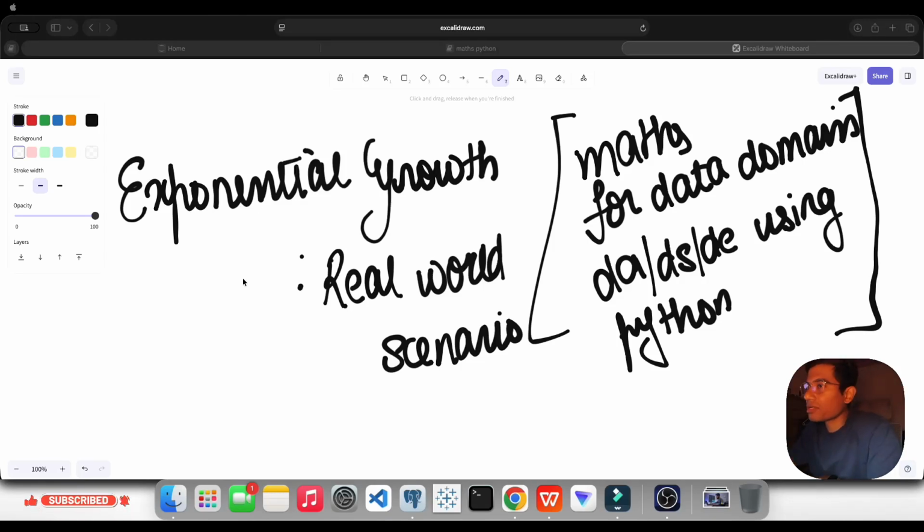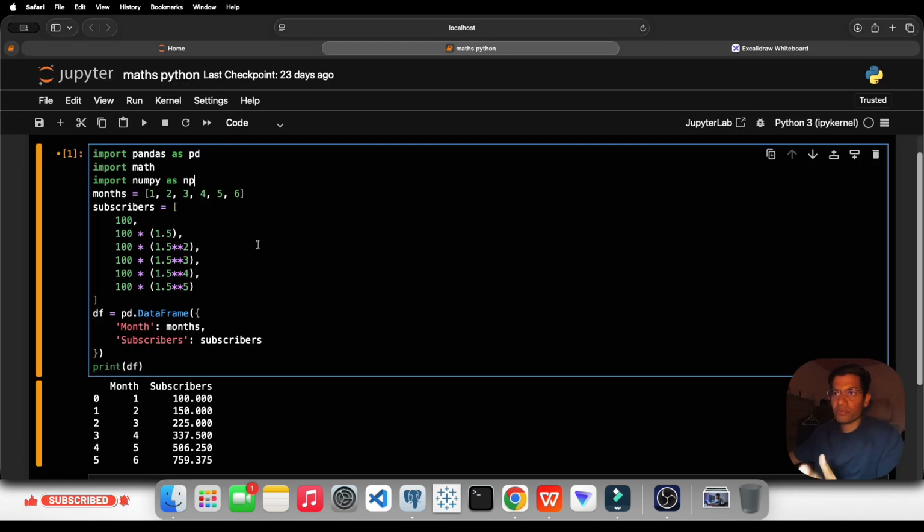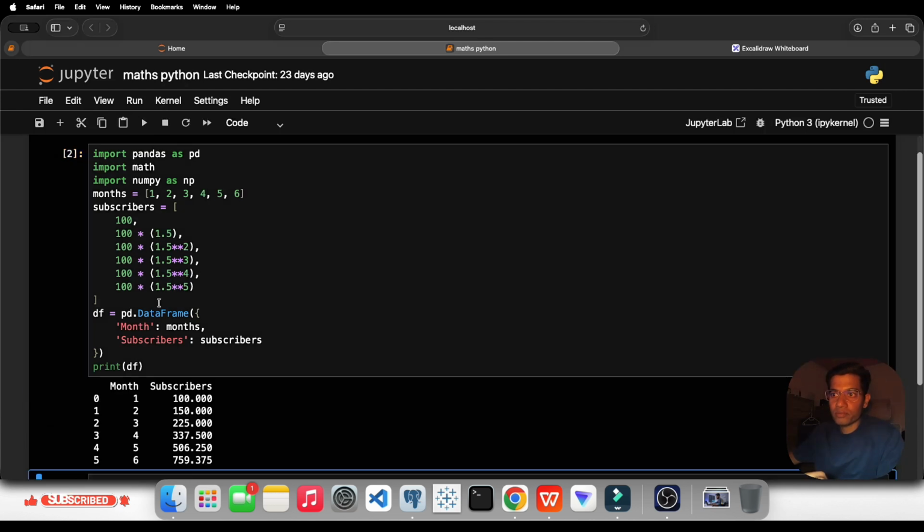Today we are going to learn something related to exponential growth and how it is used in real life scenarios. We will learn about that as well: real life examples, the formula for exponential growth, all those things. Also, we will see how this works in Python with the help of our Jupyter notebook, this one.